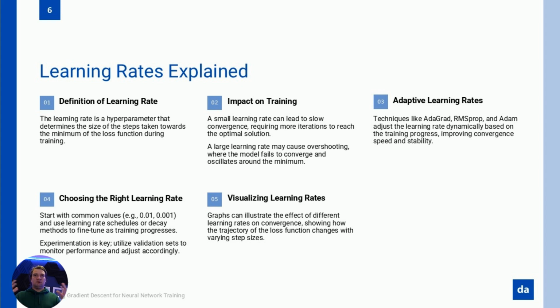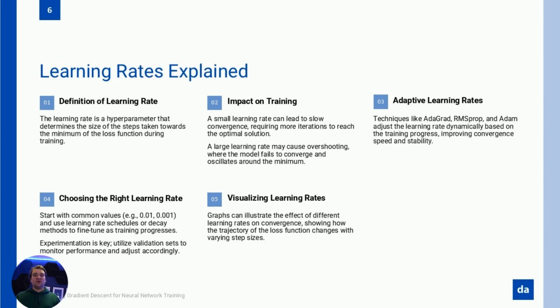One of the best ways to understand learning rates is by visualizing them. Imagine a graph of the loss function over time. A well-chosen learning rate will show a smooth, steady decline in loss, a clear path to convergence. A poorly chosen one will either flatline or bounce chaotically. These visuals give you instant feedback on whether your learning rate is working.